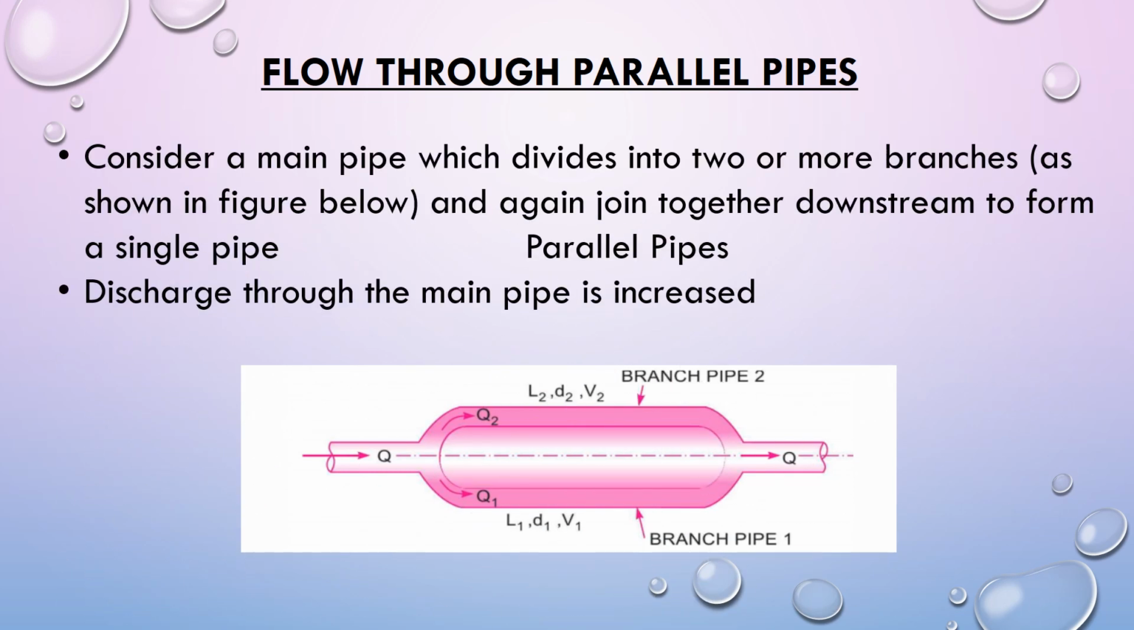Here you can see that there is a main pipe which divides into two branches as shown in the figure, and again joins together downstream to form a single pipe. So this is the main pipe, and here it is being divided into two pipes, and again at the downstream it is being joined into a single pipe. This arrangement is known as a parallel pipe arrangement. The important thing to note in the case of parallel pipes is that the discharge in the main pipe is increased. So wherever you want to increase the discharge, you should arrange the pipes in parallel connection.